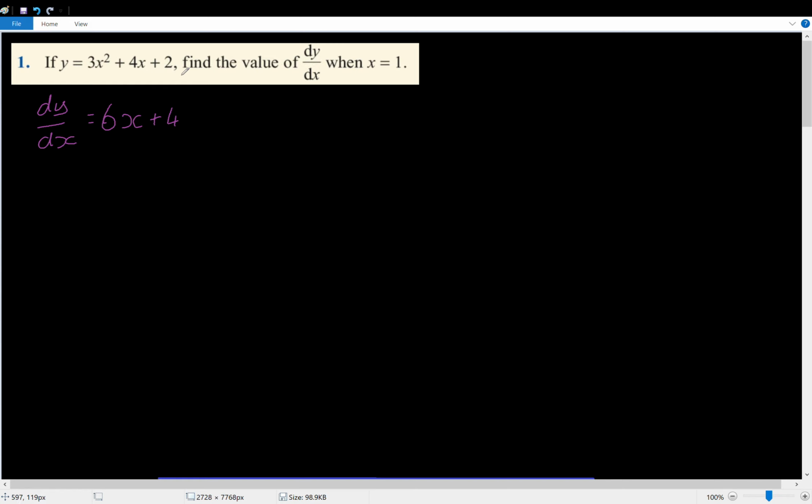And for 2, because there's no x attached, when we differentiate, we simply don't write that anymore because the rate of change of 2 is 0. So our dy/dx for this expression is 6x plus 4.